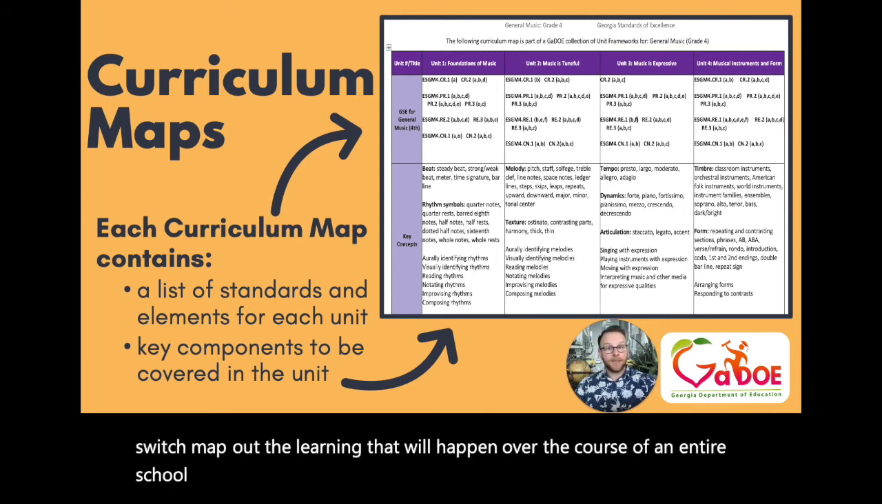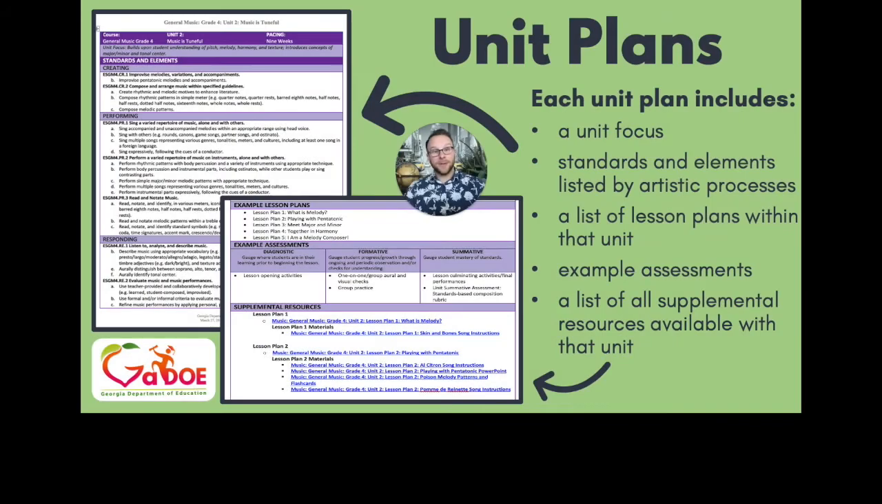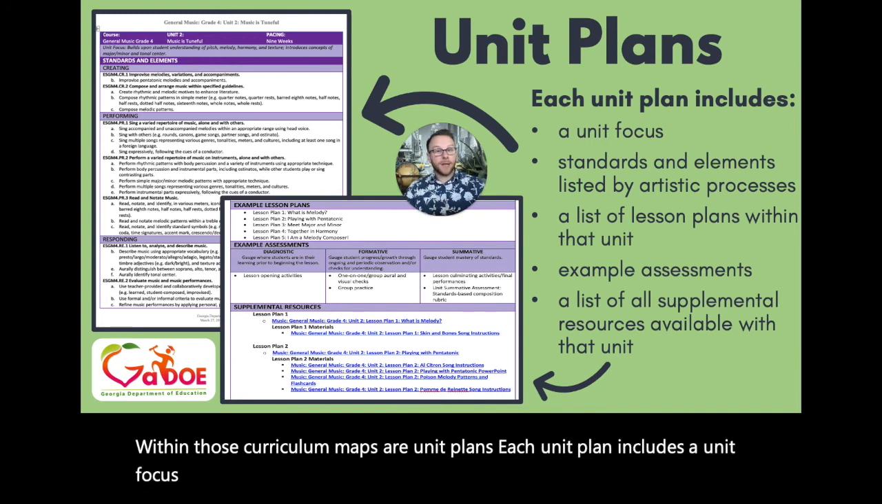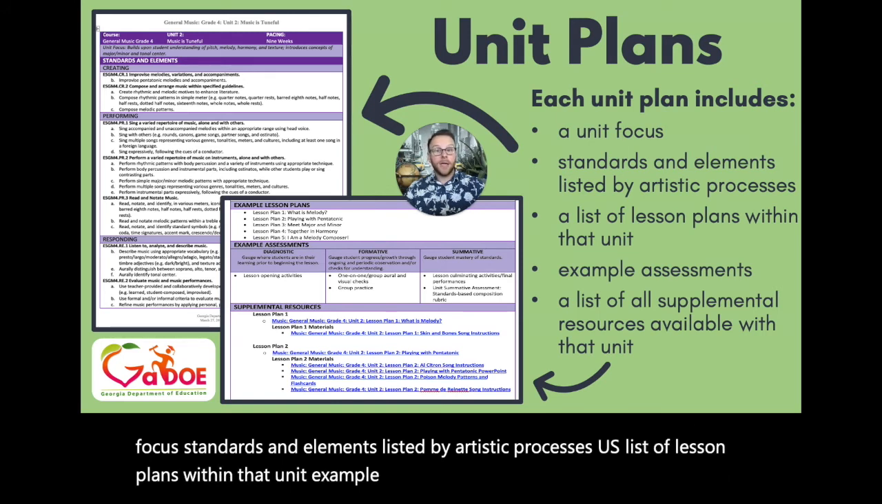Each curriculum map contains a list of standards and elements for each unit, as well as key components to be covered within that unit. Within those curriculum maps are unit plans. Each unit plan includes a unit focus, standards and elements listed by artistic processes, a list of lesson plans within that unit, example assessments, and a list of all supplemental resources available within that unit.